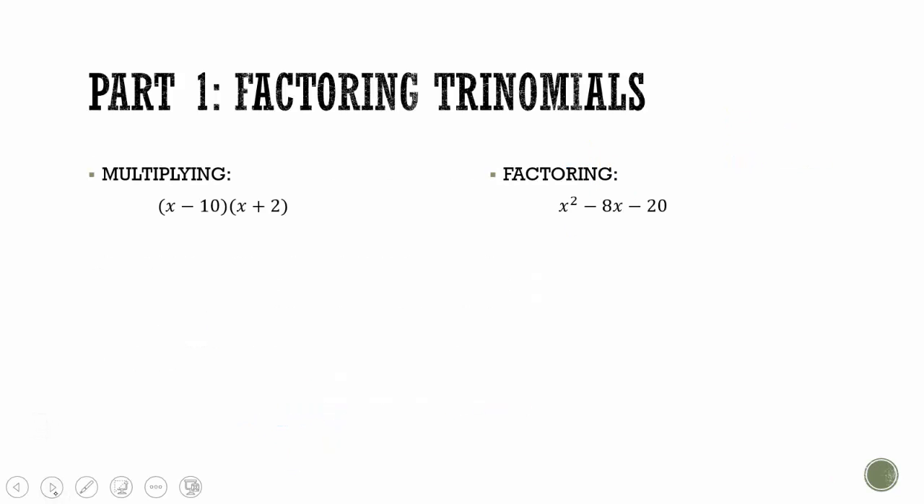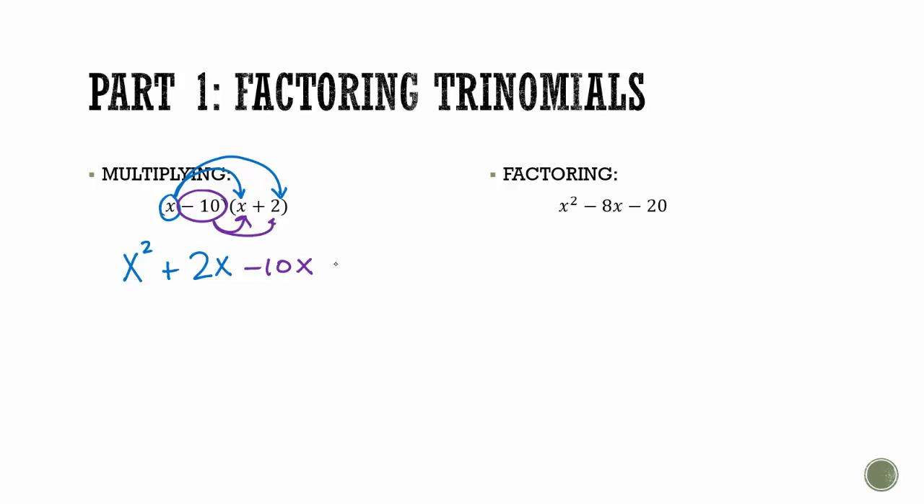So let's put that to work. Remember when we multiplied things like this out, we would double distribute. So I would take x and multiply it by x to give me x squared. I'd take x and multiply it by 2. And then I would take negative 10 and multiply it by x, and negative 10 and multiply it by 2. And then we would always combine like terms. So we'd end up with this.